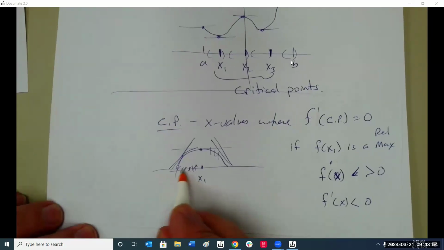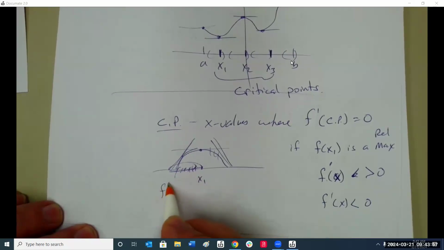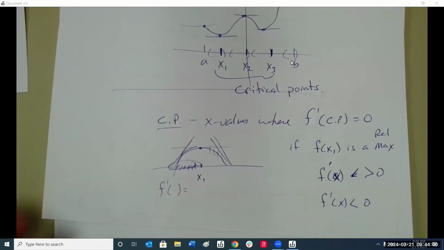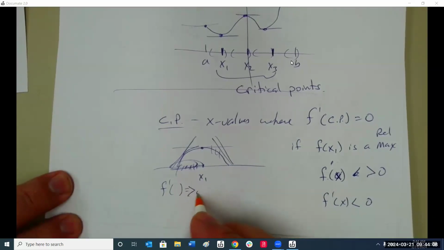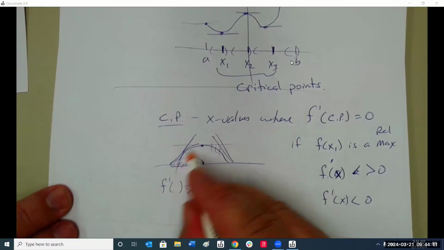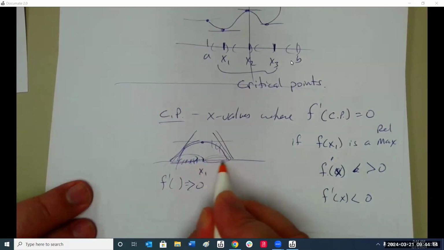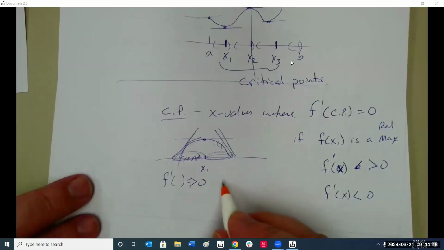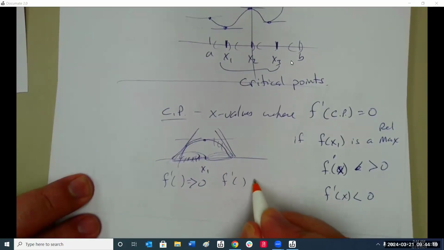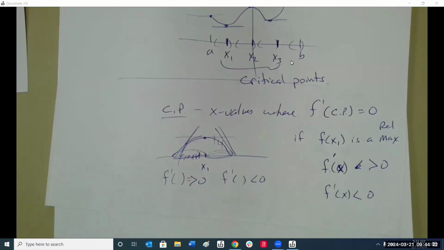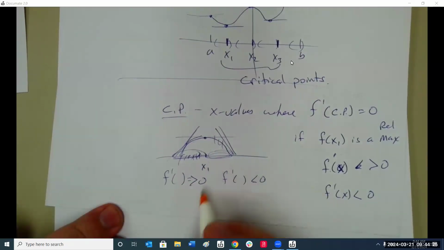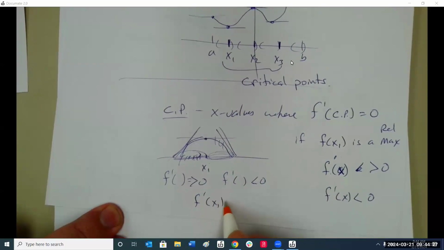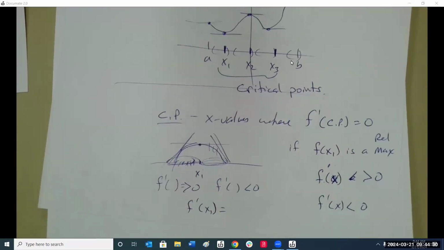So if we look at all of these points to the left of it and we put them in the first derivative, what do we know the answer is going to be? Greater than zero, because they're all going to be positive. If we put all the x values to the right side of x1 inside the first derivative, all of those are going to be negative, which means that they're going down. At f of x1, if we put in the first derivative, what's it going to equal? Zero.